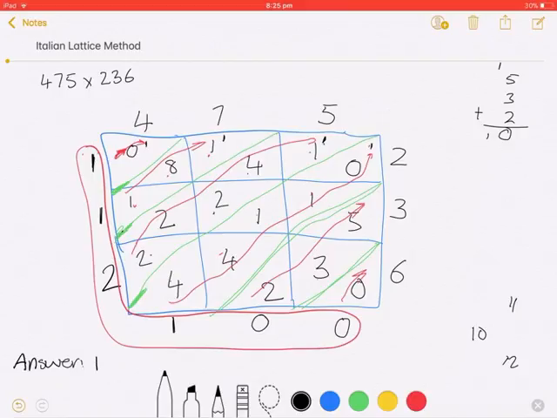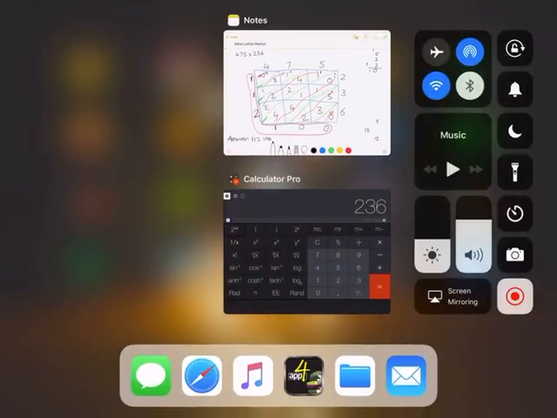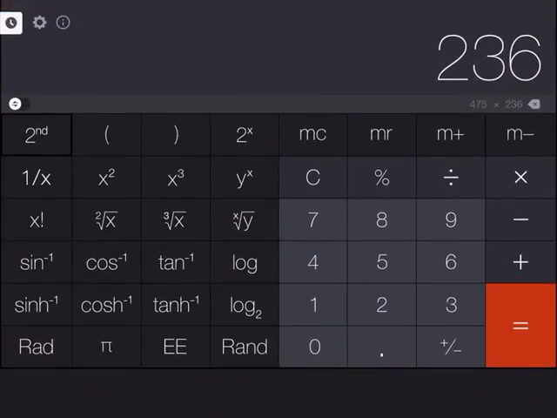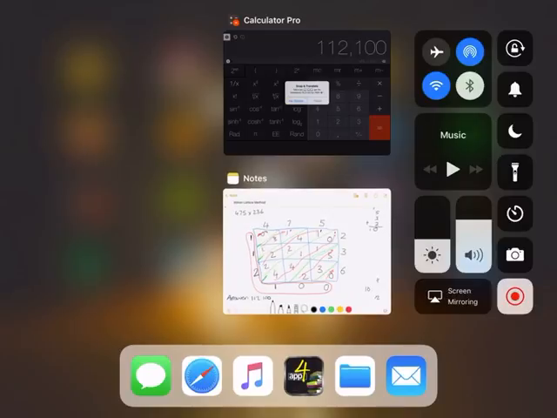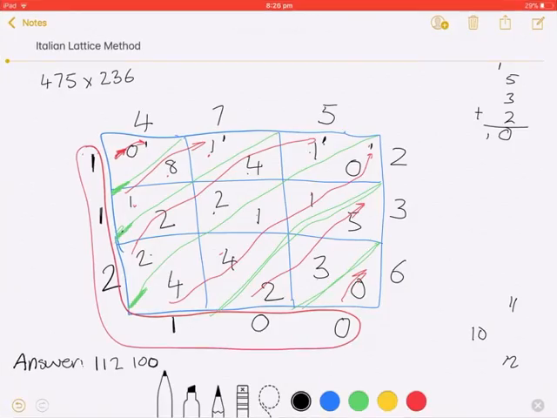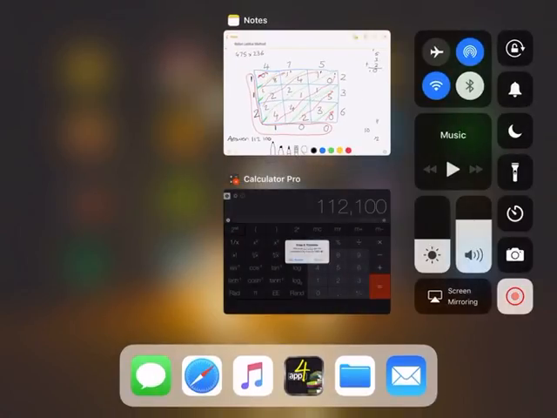Answer: 112,100. So you guys should know how to read that number now. 112,100. Let's put that in the calculator. 475 times 236. There you go. 112,100. Sorry about that ad that just pops up. It's because I'm on the internet. 112,100. Was that what I got over here? Yes, it was. That's really cool.